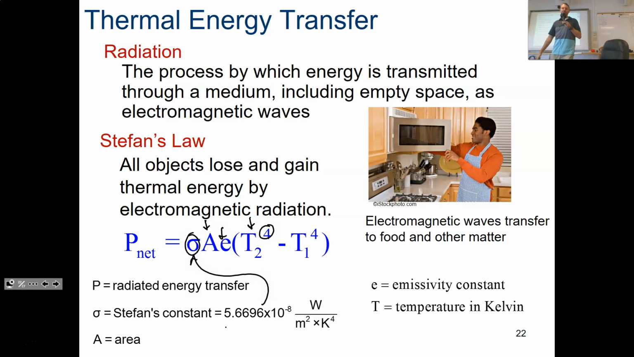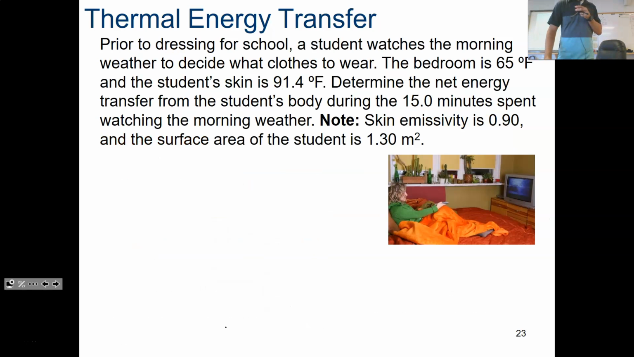So here's an example problem where I would use this equation. It says, prior to dressing for school, a student is watching the morning weather to decide what clothes to wear. So they're assuming you're standing there naked. The bedroom is 65 degrees and your skin is 91.4 degrees. Determine the net energy transfer. So how much energy are you losing per second from your body for 15 minutes watching the weather? If you're standing there for 15 minutes, how much energy do you lose through your skin?